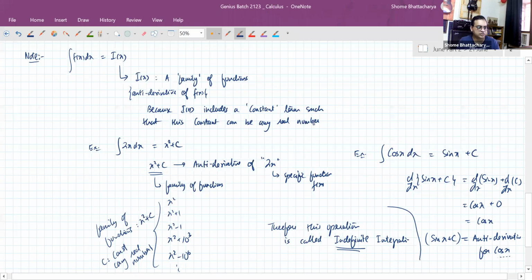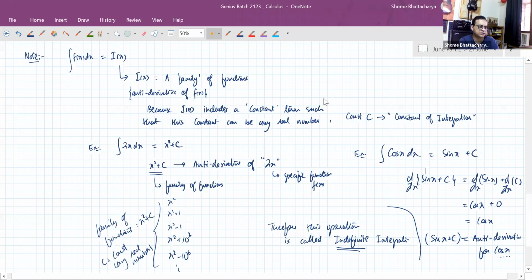Another thing here is that c is called the constant of integration. So if I say what is the integration of cos x, then sin x is the wrong answer. It is sin x plus c. Or if I ask you what is the antiderivative of cos x, the correct answer is not sin x. It is sin x plus c.